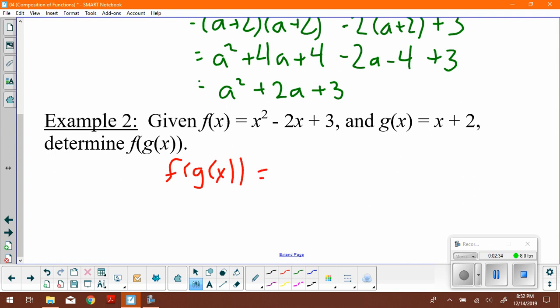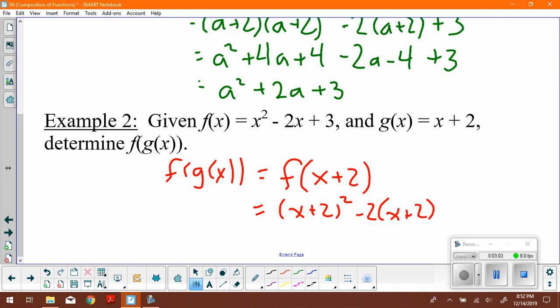Well, it means everywhere I see x, I would substitute it with g of x. Now, because it'll be a little bit messy, I'm going to rewrite this first. g of x is just x plus 2. So I'm going to substitute my function g of x, x plus 2, wherever I see x. So that's going to be x plus 2 squared minus 2 times x plus 2, and then plus 3.